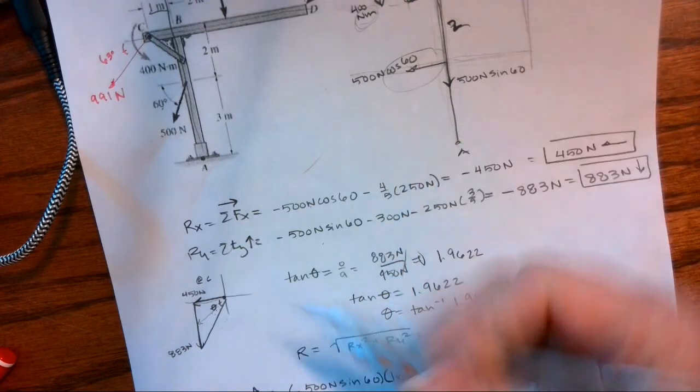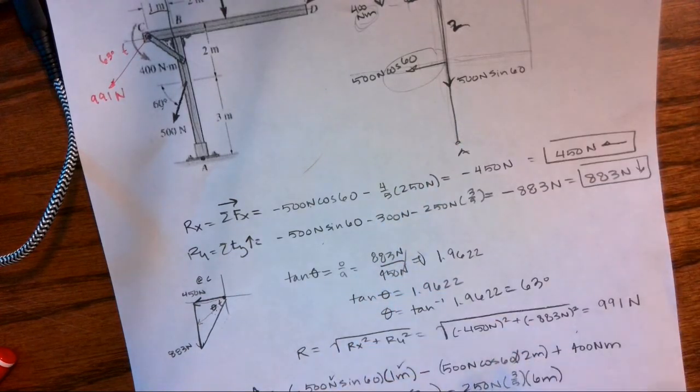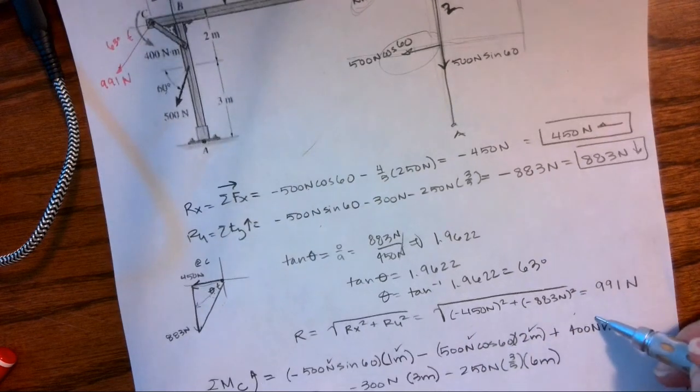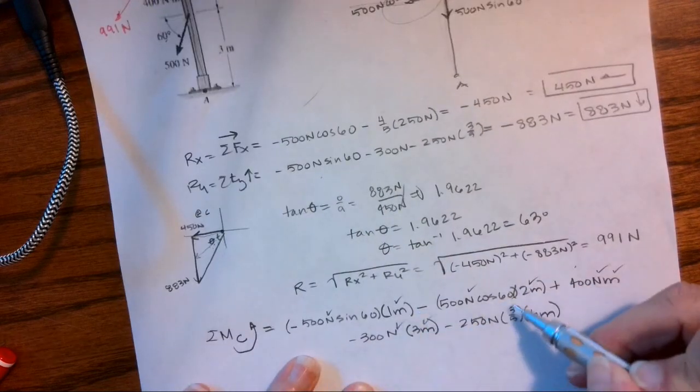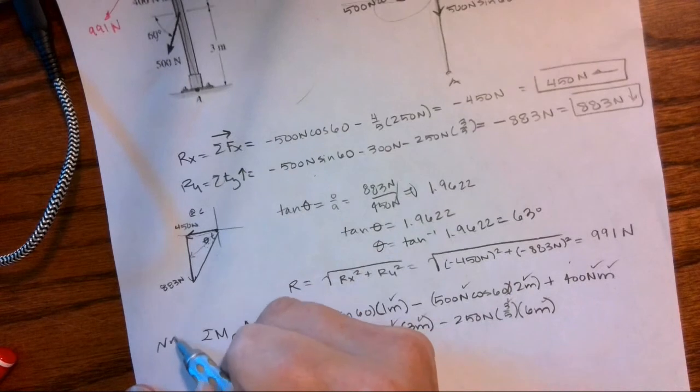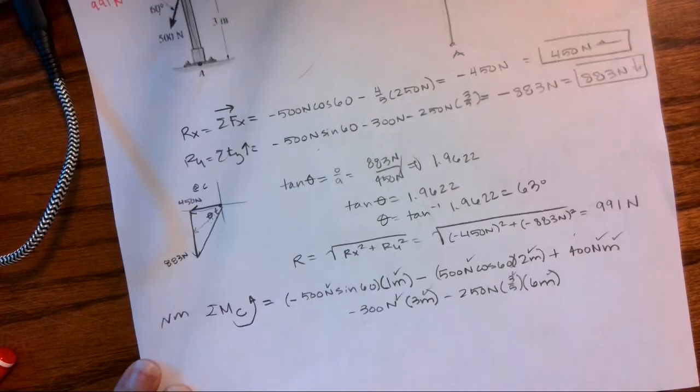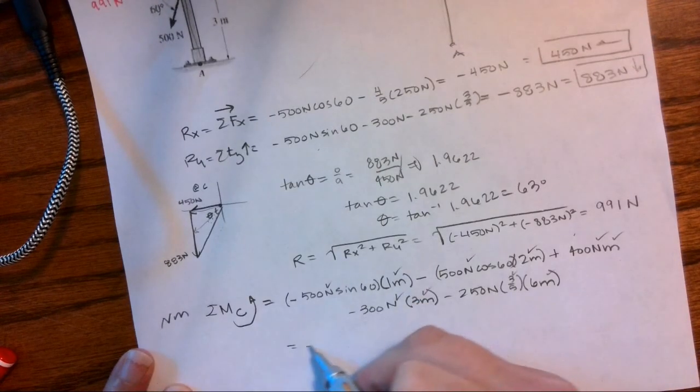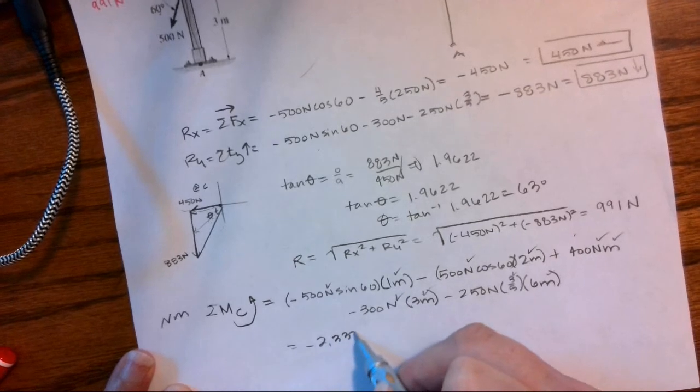I have units of force distance, minus 500 times 2 meters. That is again force distance. I have a moment that's applied, force distance, force distance, force distance. So I have everything unit-wise matching what the units on my moment should be. When I add this up, I get negative 2,333 newton meters.